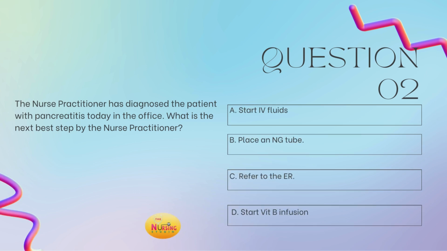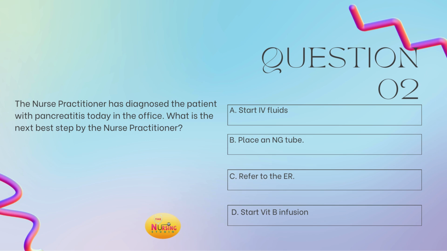Question number two: the nurse practitioner has diagnosed the patient with pancreatitis today in the office. What is the next best step by the nurse practitioner? Is it A, start IV fluids, B, place an NG tube, C, refer to the ER, or D, start vitamin B infusions?